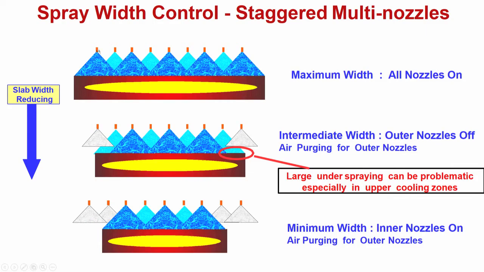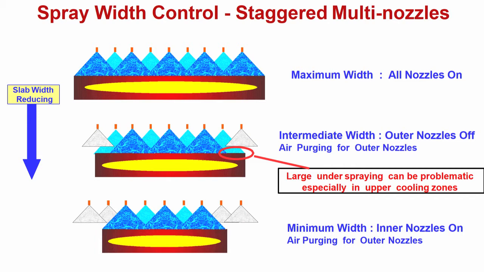So in the same caster, when you are casting slabs of different width, you can imagine what the problem will be. Let us come to a situation where we are casting the maximum width, say 1300 millimeter. We must have different nozzles so that we can get water spray from one end of the broad face to the other. That means throughout the surface cooling has to be there, is it not? That is the purpose. The whole broad surface should be cooled uniformly.